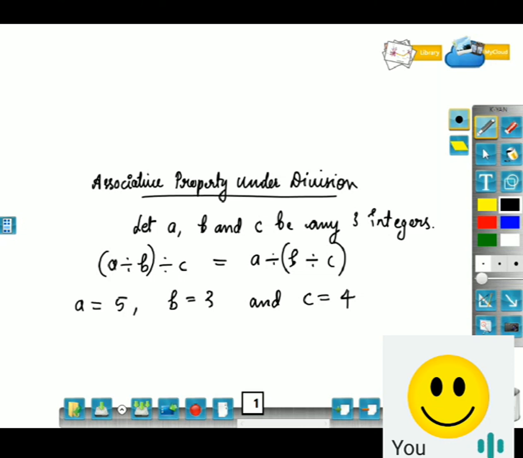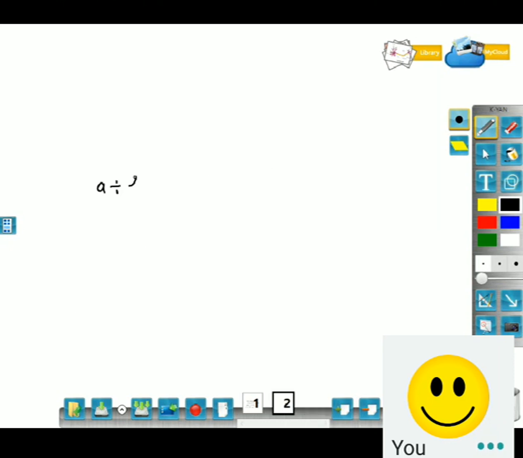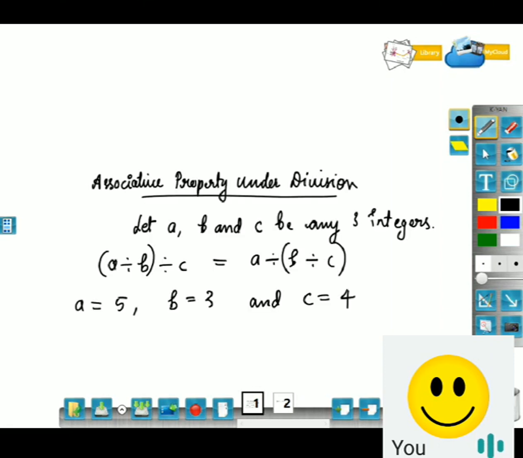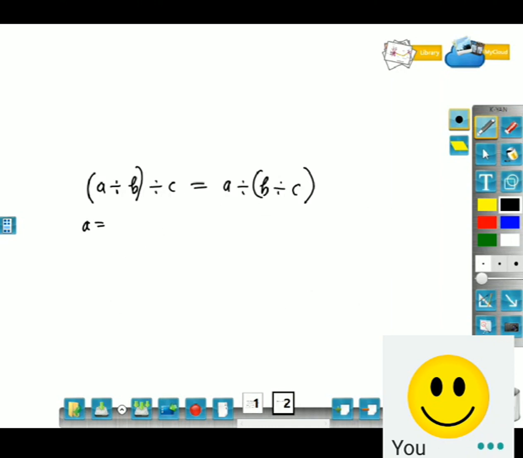So let me write the question. (A divided by B) divided by C is equal to A divided by (B divided by C). The values of A, B, C are 5, 3, 4. A is equal to 5, B is equal to 3 and C is equal to 4. Okay. So we have taken these values. Let us check what answers we will be getting in the left hand side and on the right hand side.